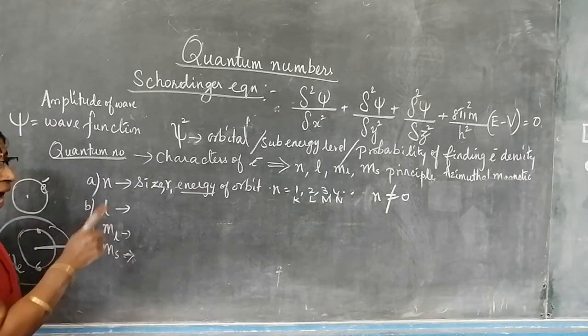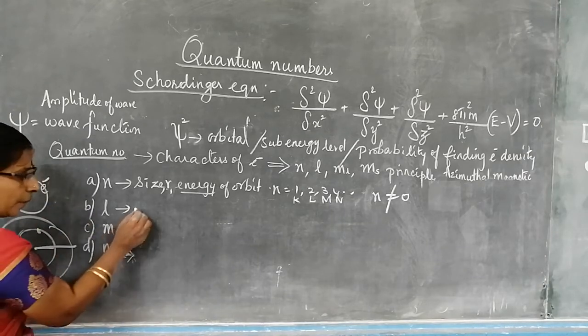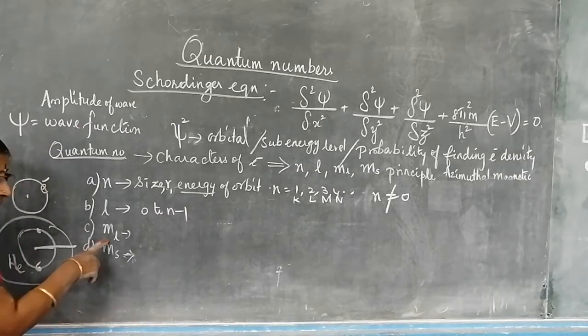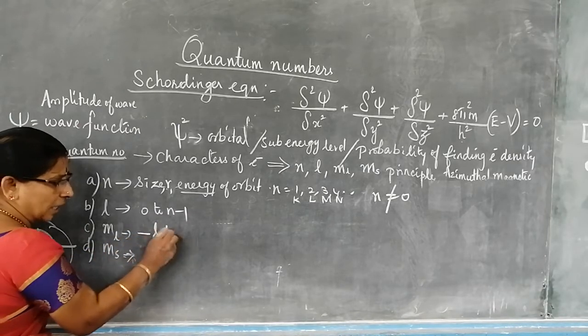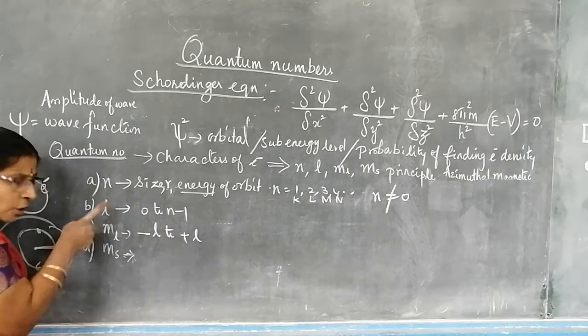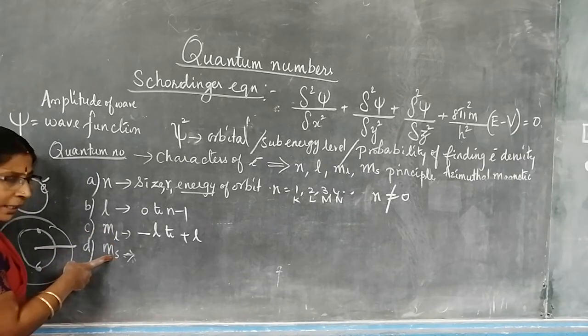Next one, l, the azimuthal quantum number. It is also called the subsidiary quantum number. Its value is 0 to n minus 1. ml, what is its value? Its value will be minus l to plus l. If you know n, you can calculate l. If you know l, you can calculate ml. If you know ml, you can calculate ms.